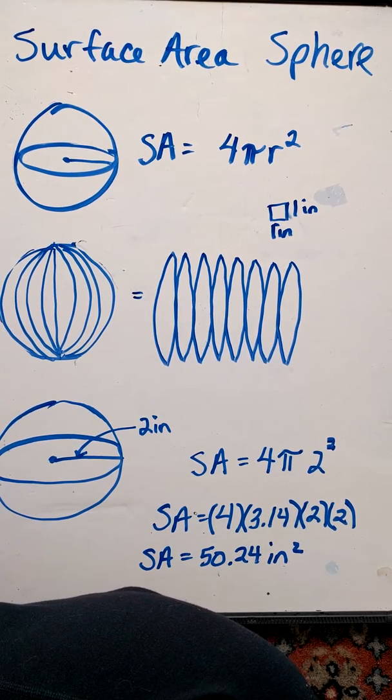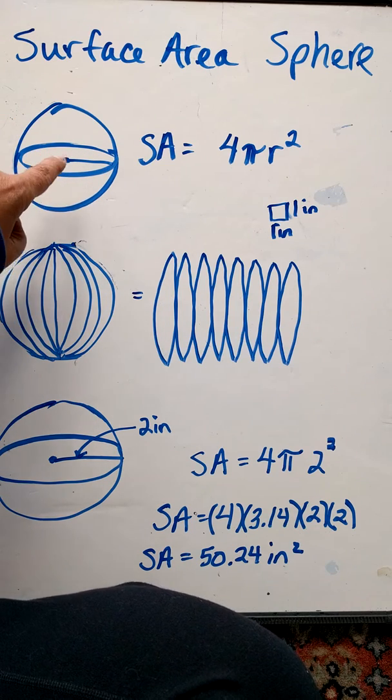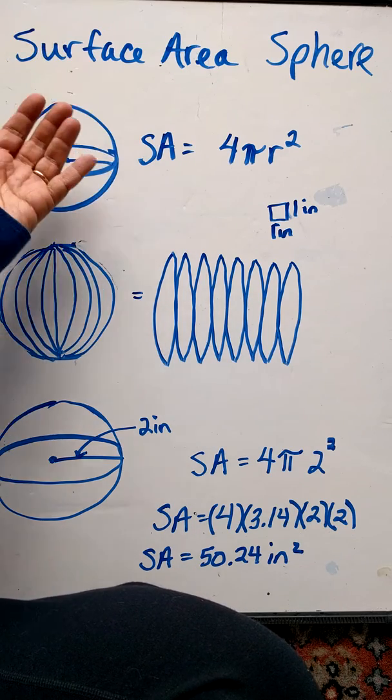Okay, so this is going to talk about surface area of a sphere. And remember, a sphere is a ball. The radius is equidistant from any point in the center of this sphere. Surface area, we're going to talk about what it takes to wrap something around the ball.